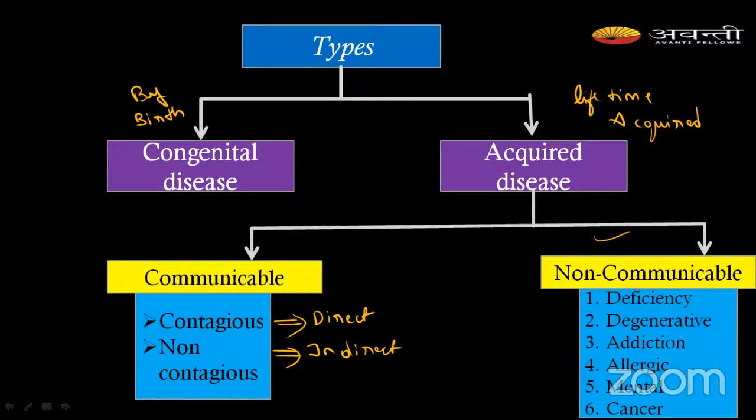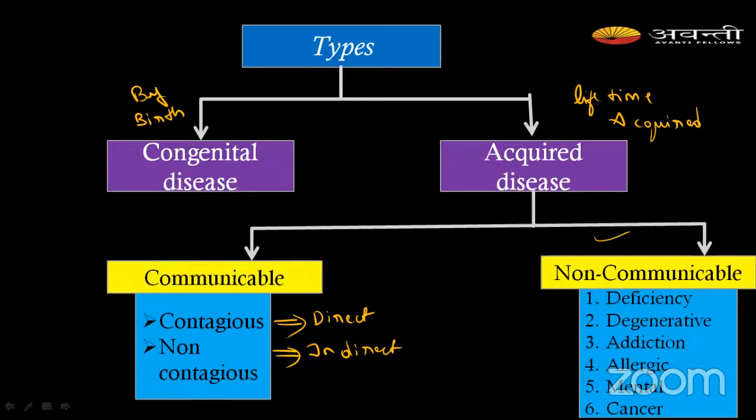Then we come to degenerative diseases. Any neurodegenerative disease that happens to a person is not going to spread to another person by sitting with them, right? So that is degenerative. And coming to addiction, if one person has an alcohol addiction, by sitting with that person you are not going to become addicted, right? So that is the second thing.